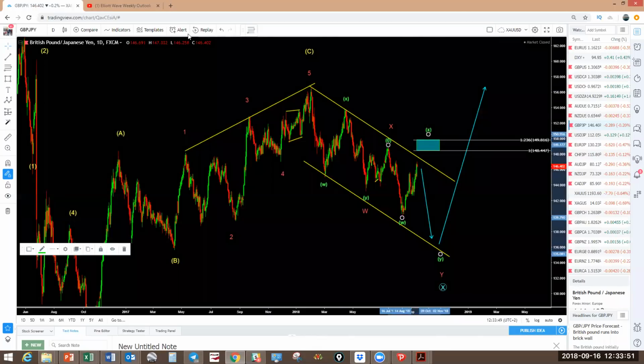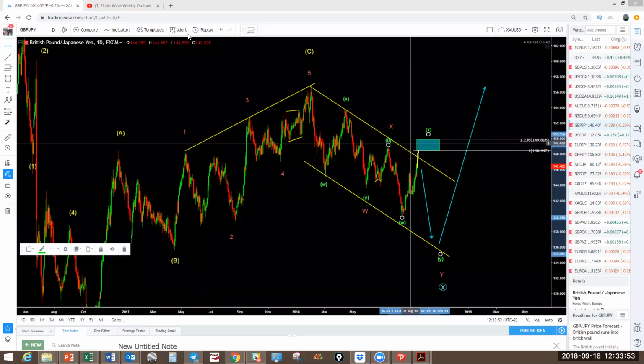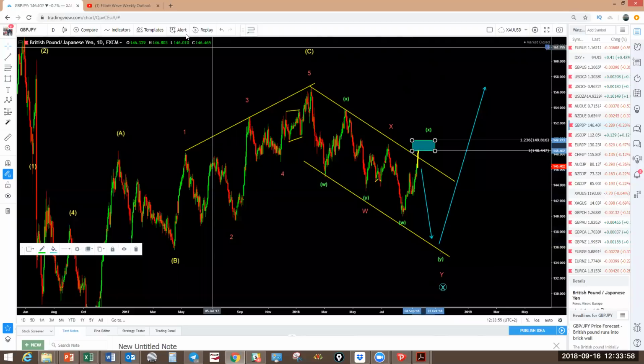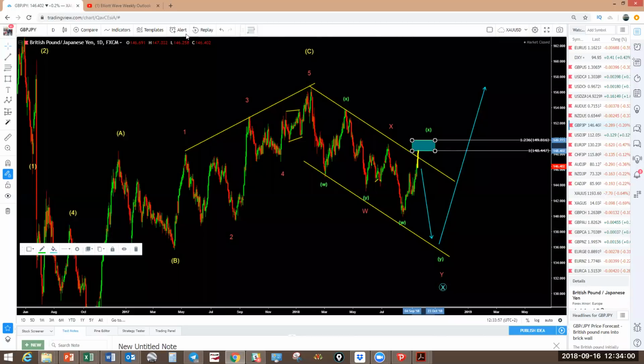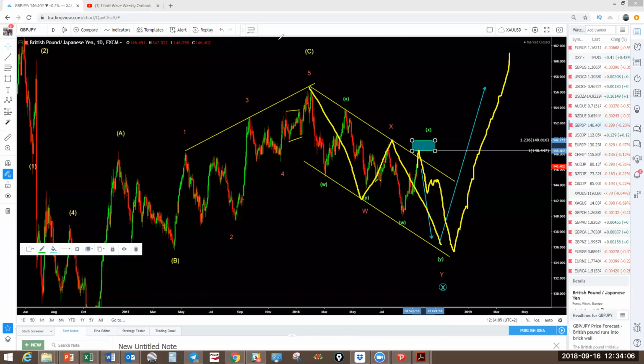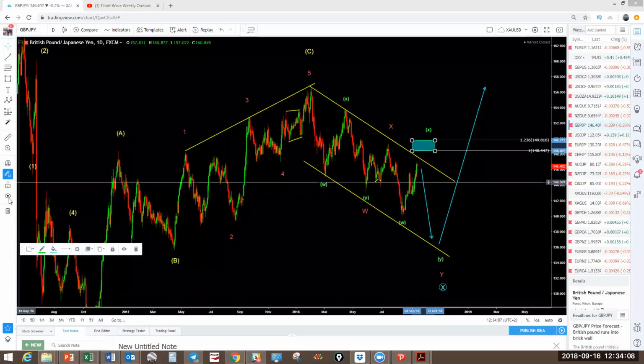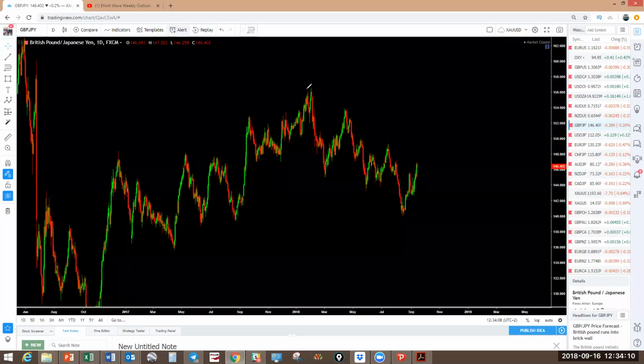So this could break here and reverse from the blue box. It will be doing exactly the same structure that we expect it to do, which is one more down before we go up. Okay, because this is incomplete. We want it to give us this structure. We want this move.